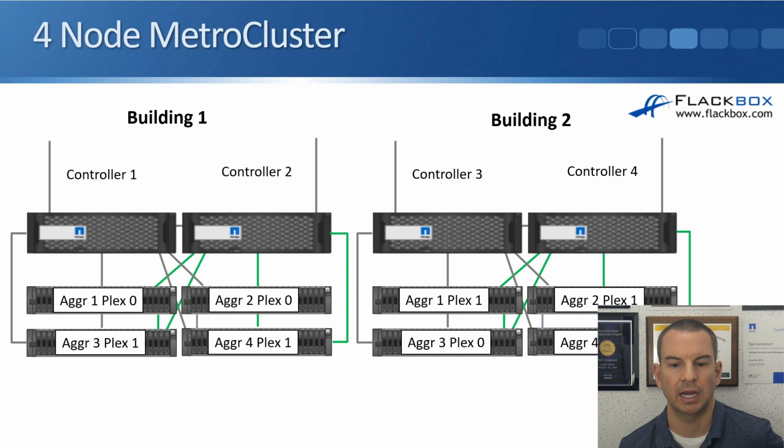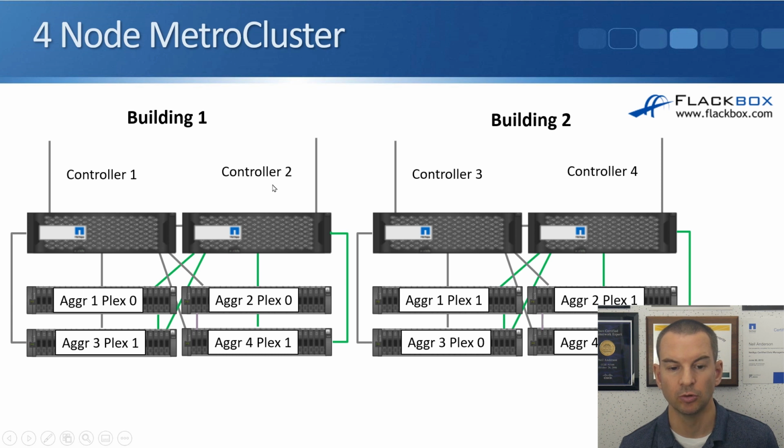So looking here at 4-node MetroCluster, we can see in building 1, we've got controller 1 and controller 2. They are an HA pair for each other. And in building 2, we've got controller 3 and controller 4. They are an HA pair for each other. Aggregate 1 plex 0 is owned by controller 1. We've got aggregate 1 plex 1 is over in building 2 with controller 3.